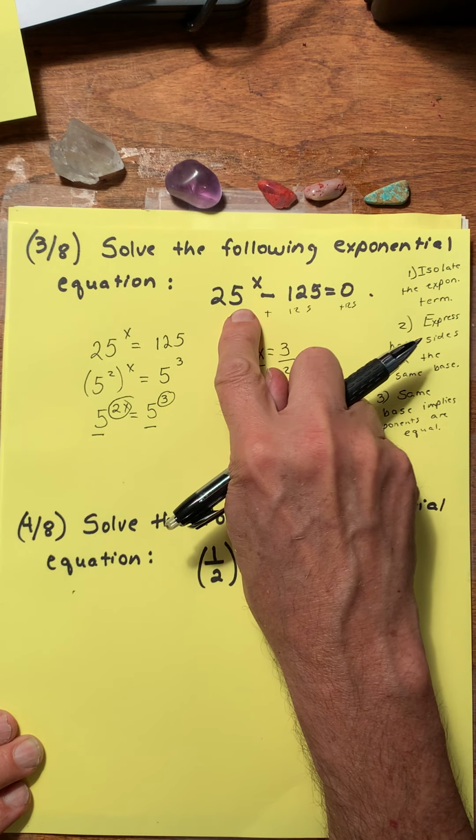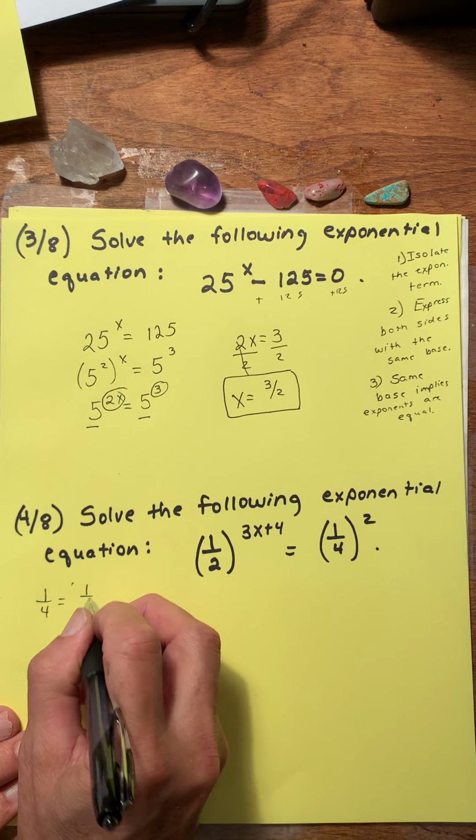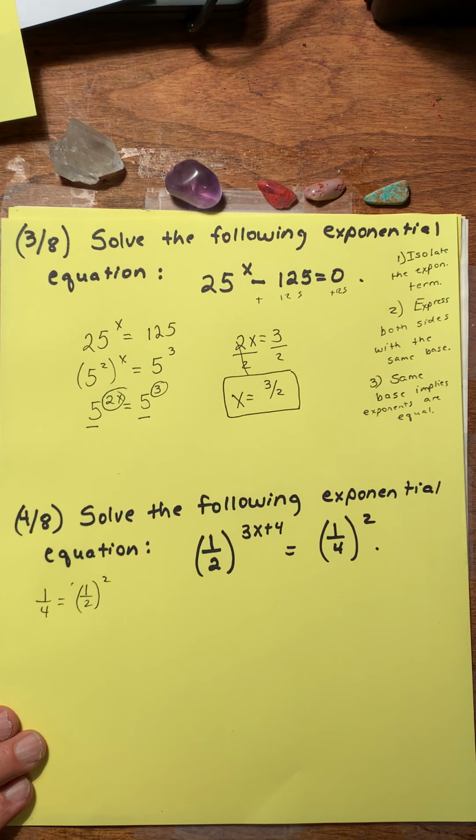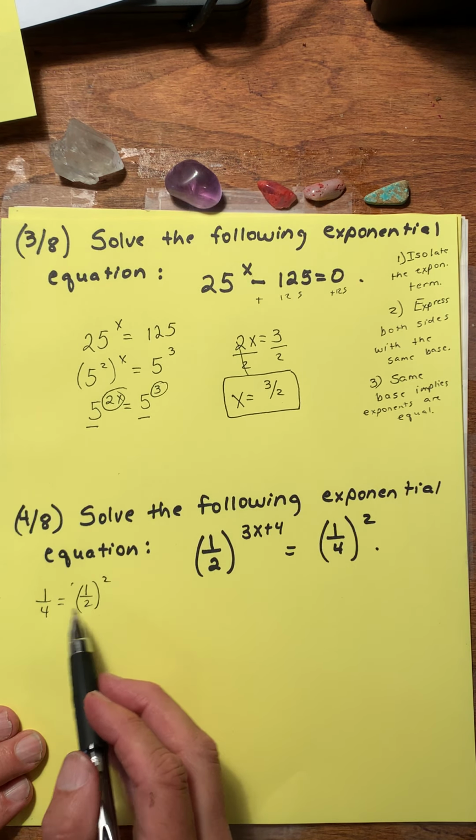Solve the following exponential equation. I don't know about you, but that looks virtually impossible unless I follow my steps. Isolate the exponential term. It's isolated. There it is. Express both sides with the same base. They don't have the same base right now, but you probably are determining that 1/4 may be expressed as 1/2 times 1/2, right? So in the place of 1/4, I'm going to say that's 1/2 squared. 1/2 times 1/2 is 1/4.